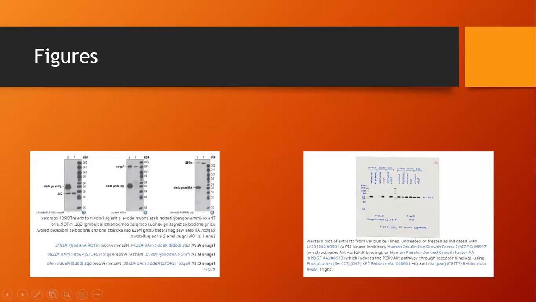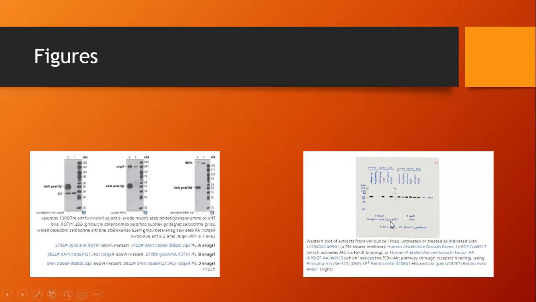First, the picture on the left is about co-immunoprecipitation data. It shows the pull down of the mTORC1 complex using antibodies targeting various complex components, including G beta L, mTOR, and Raptor. The data was generated from HeLa cell extracts and the certain antibodies listed right here.